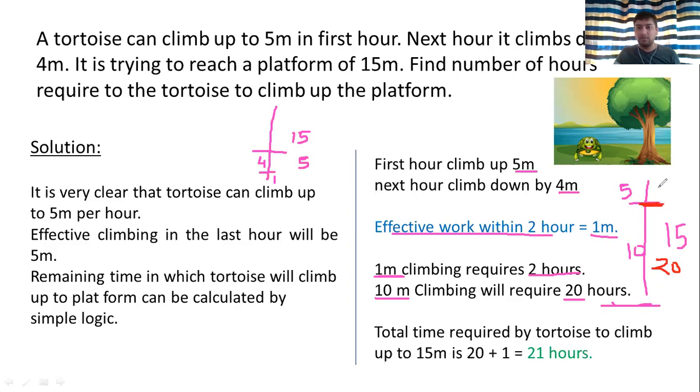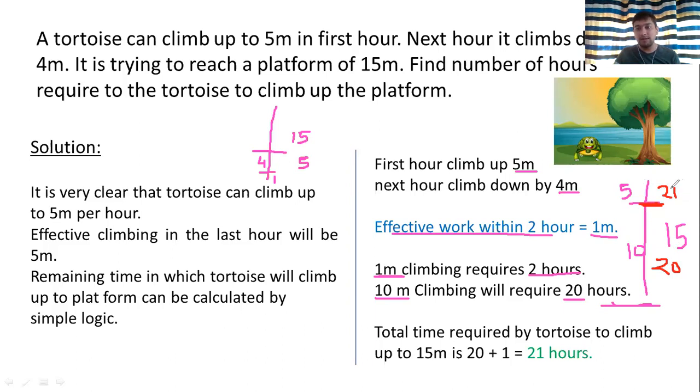Abhi jo 21st hour rahega, 21st yani 20 plus 1, 21st hour mein wo kitna chad lega? 5 meter. Why 5 meter? Because the tortoise can climb 5 meter in 1 hour. Okay. So 10 plus next hour he will climb by 5. So 10 plus 5, 15 meter, that is the length of the platform.